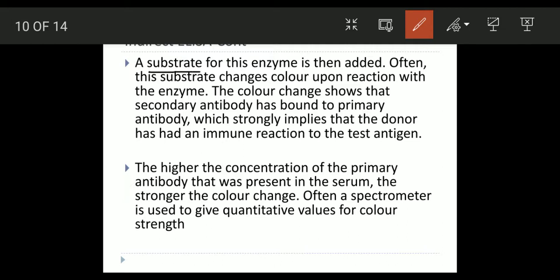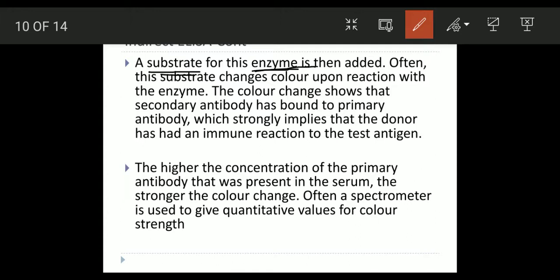Yeah, there are many substrates, like orthophenyl diamine dihydrochloride or paranitrophenyl phosphate, and there are many more actually. The substrate is specific for the enzyme. Which type of enzyme is used? When the substrate is added, it reacts with the enzyme and gives a product, and that product brings a color change in the system.